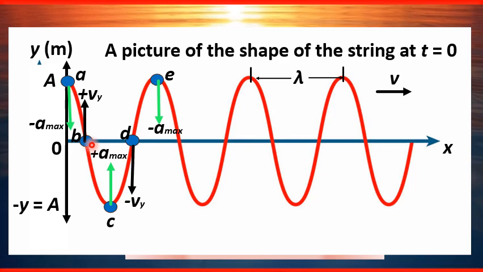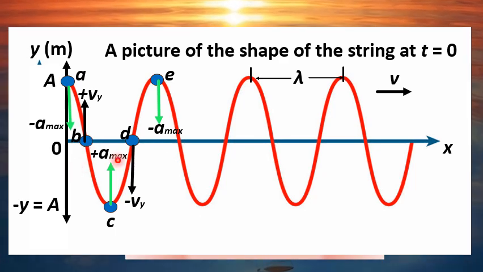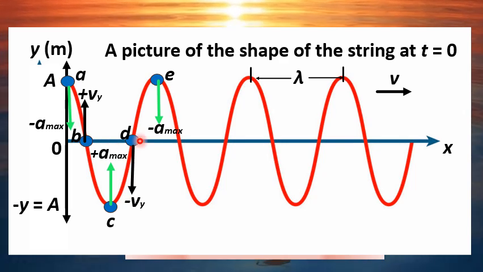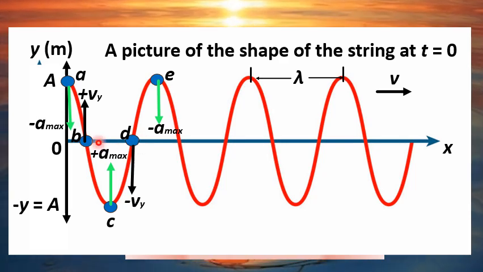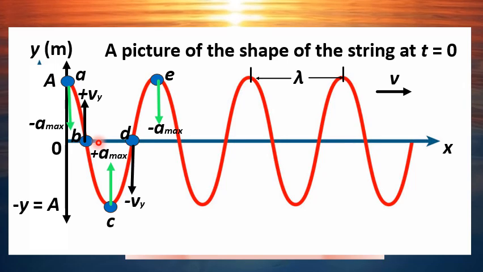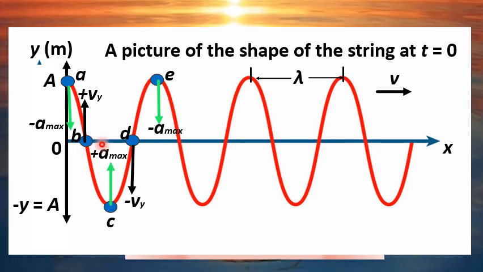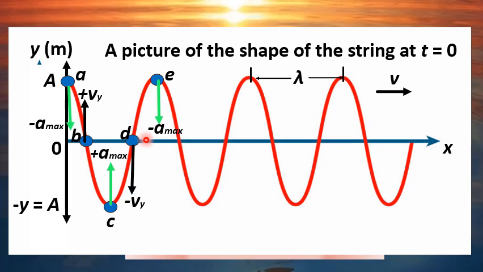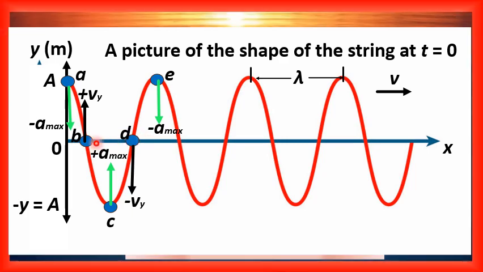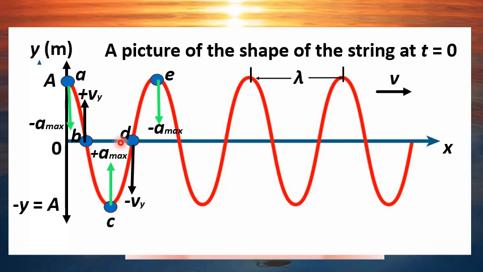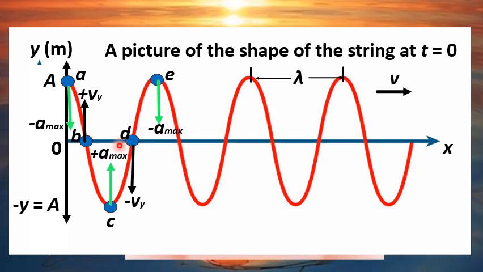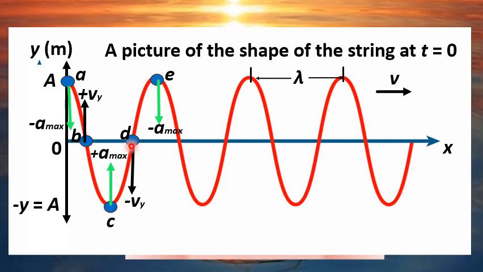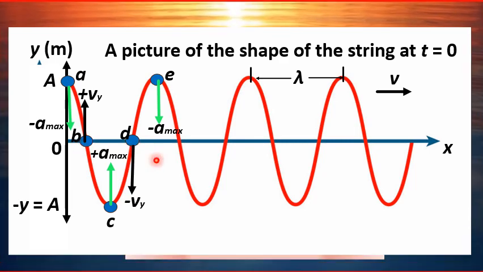The two particles, B and D, have zero acceleration because, since they are in the equilibrium position, the net force acting on them is equal to zero. So the instantaneous acceleration of particles B and D is also equal to zero.